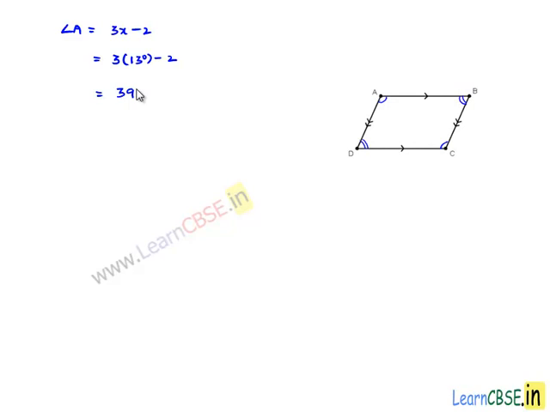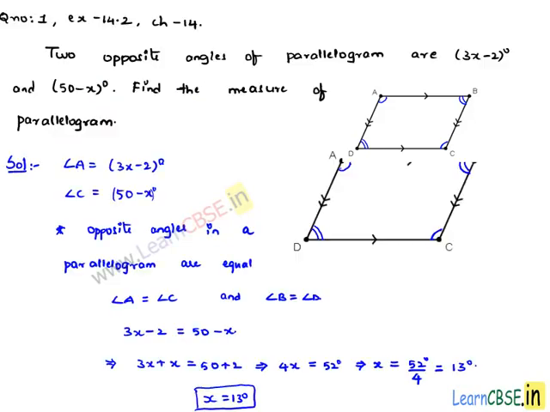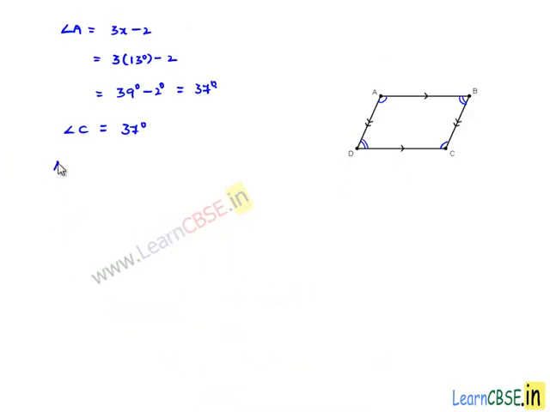Therefore angle A will be equal to 3x - 2 degrees, which is 3 times the x value we got, 13 degrees, minus 2. 3 times 13 is 39 degrees, minus 2 degrees, which is equal to 37 degrees. And we know that angle A will be equal to angle C, therefore angle C is also equal to 37 degrees.